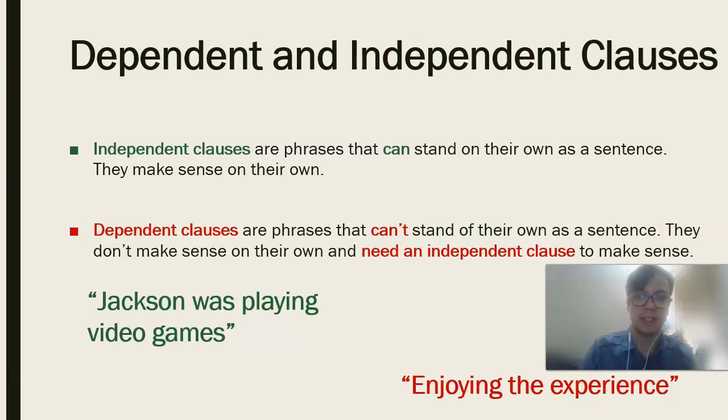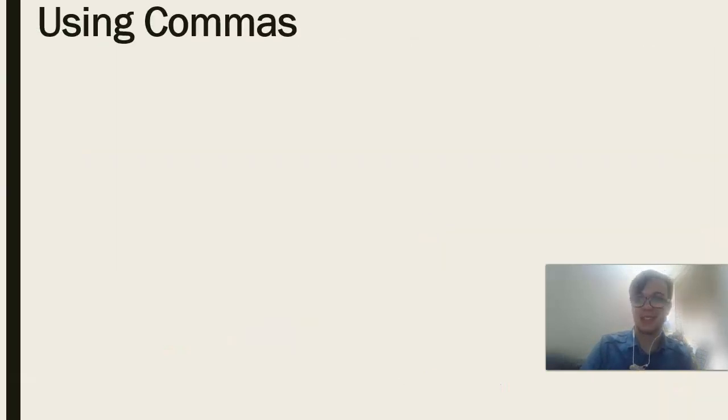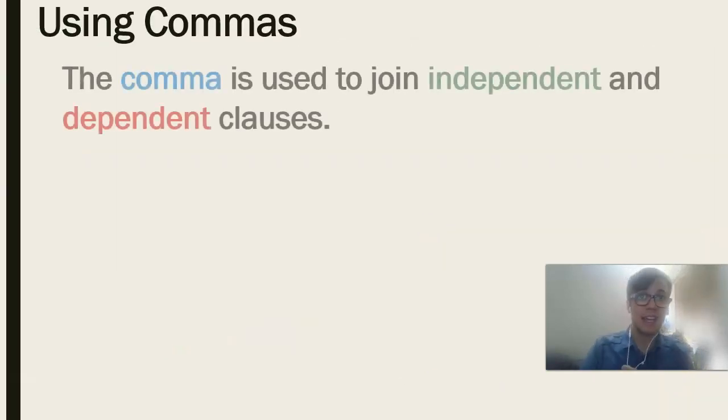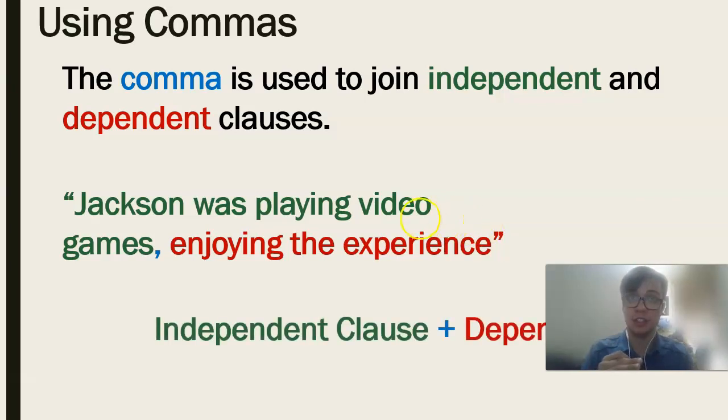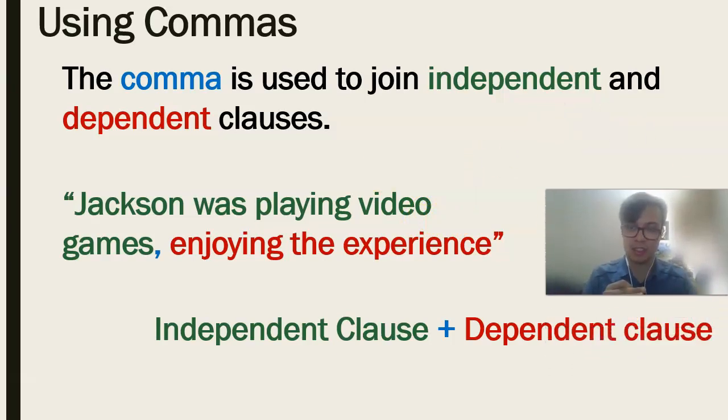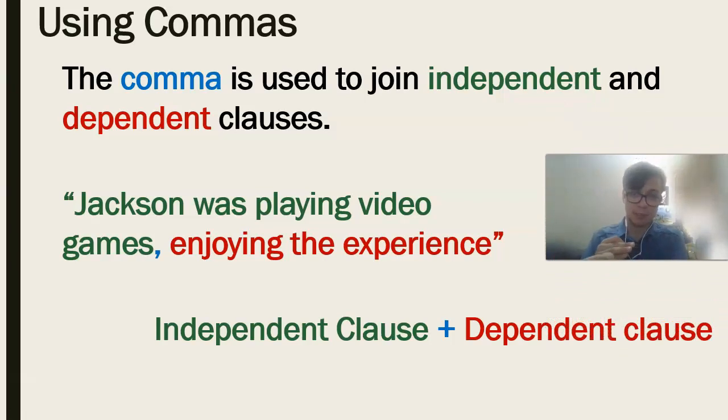That's where the comma comes in. If I say, Jackson was playing video games, enjoying the experience, it makes sense now. Context has been added and the two clauses are now linked. We now know the person enjoyed playing video games. The comma was used to join the dependent and independent clauses, as you can see. The independent clause plus dependent clause, the comma helps facilitate this. We use a comma to join the two.